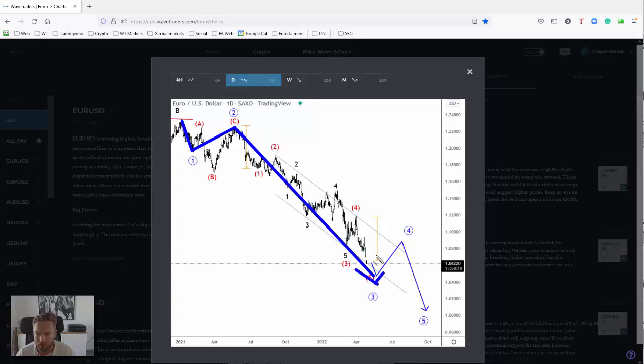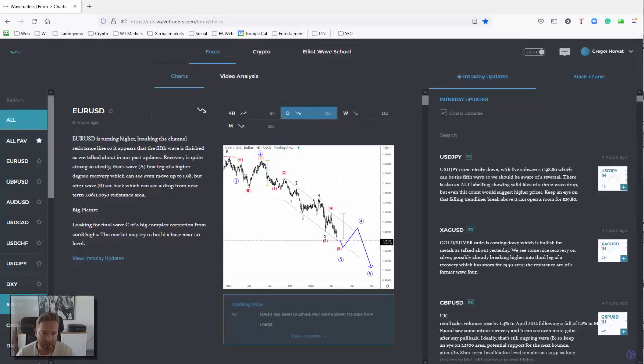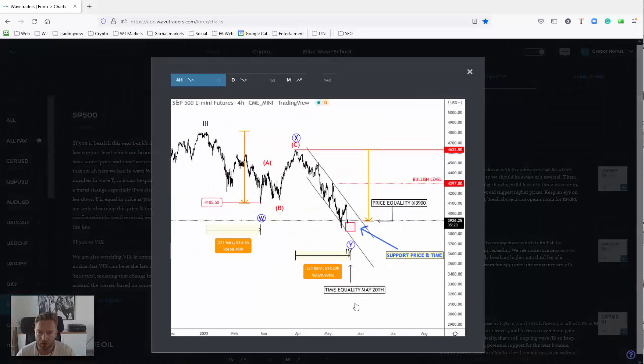We just recently called this end of this wave 5, and that we are now possibly even rallying into this higher degree wave 4. Also, let's take a look on the S&P 500. So here on the S&P 500, I also shared this recently. It's quite an interesting time projection here.